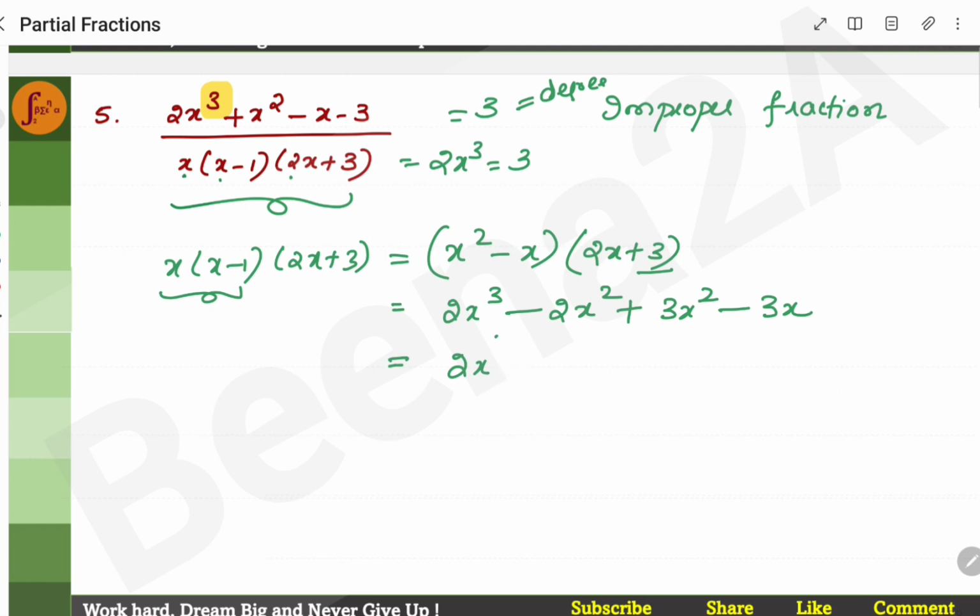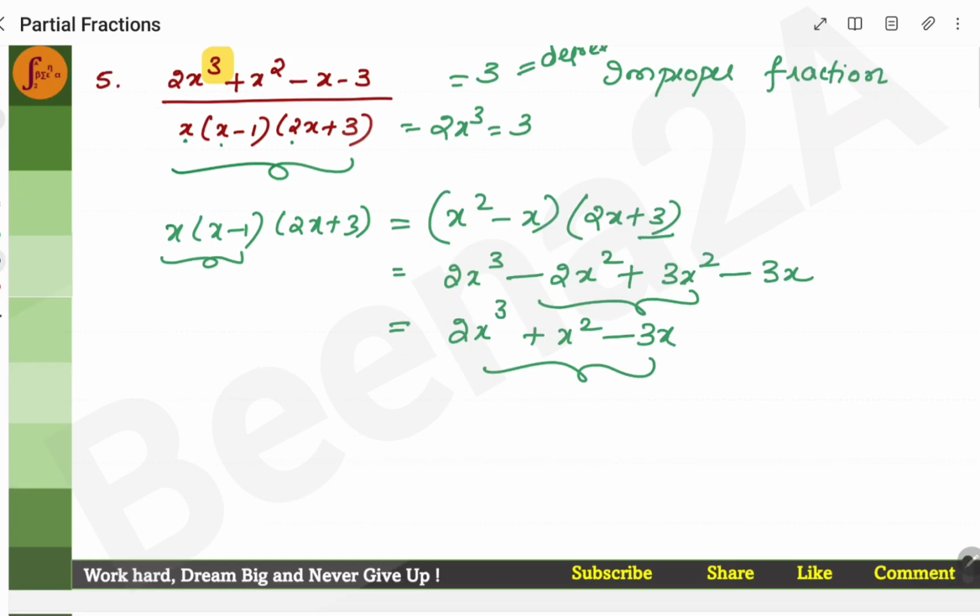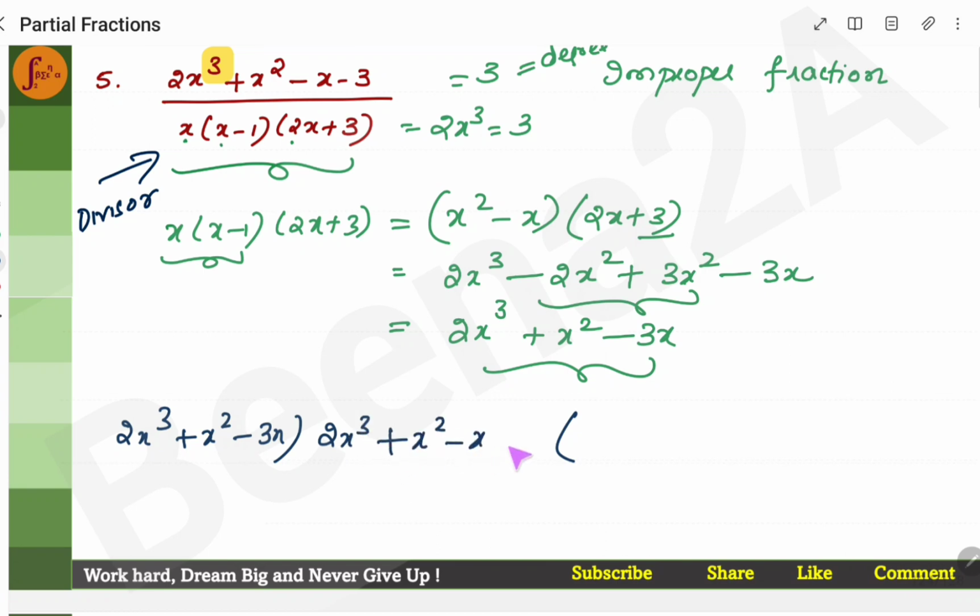Now I'll add this. 3x square minus 2x square is plus x square, minus 3x. So this is the divisor. Now let's put the divisor: 2x cube plus x square minus 3x. This denominator becomes the divisor. And the dividend is 2x cube plus x square minus x minus 3.